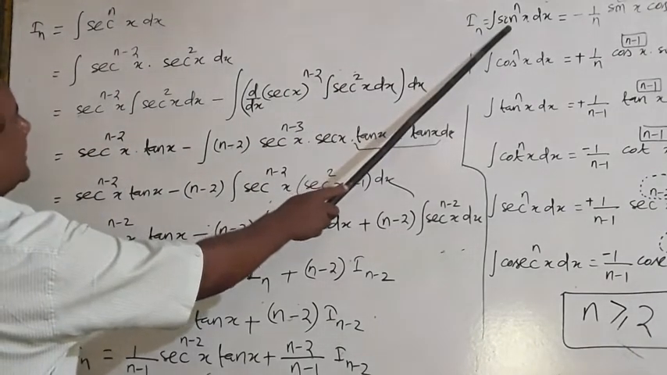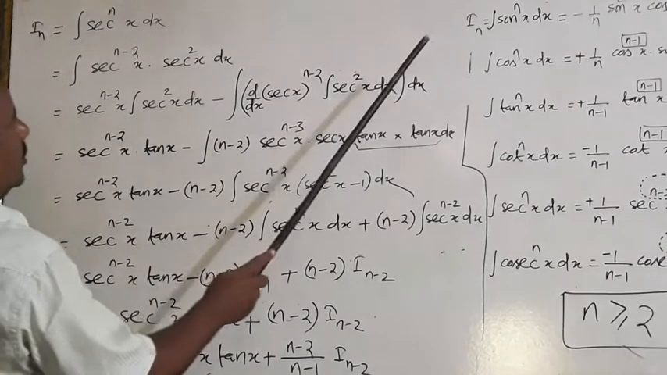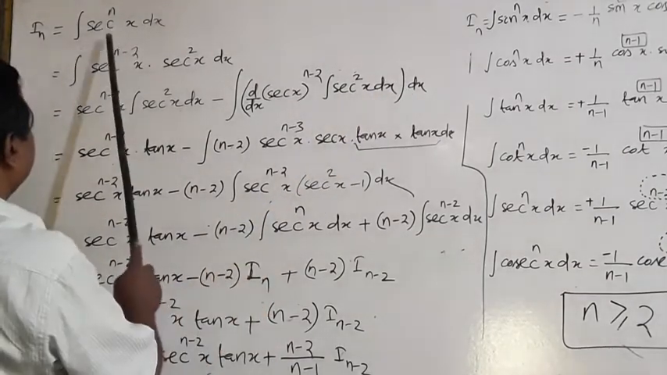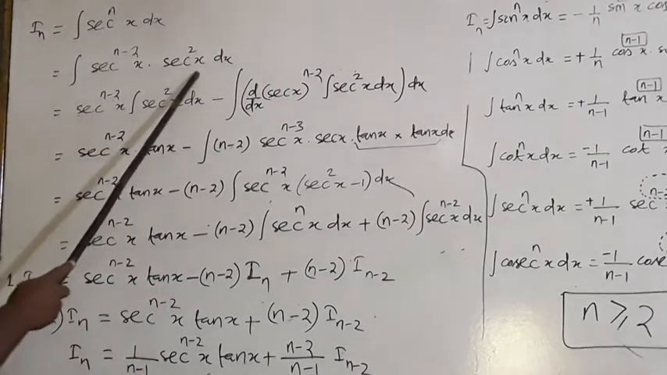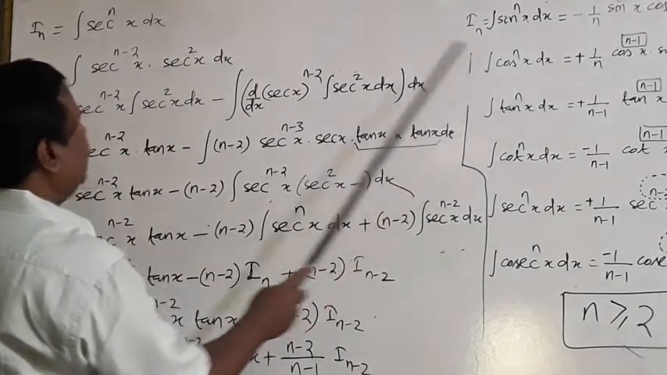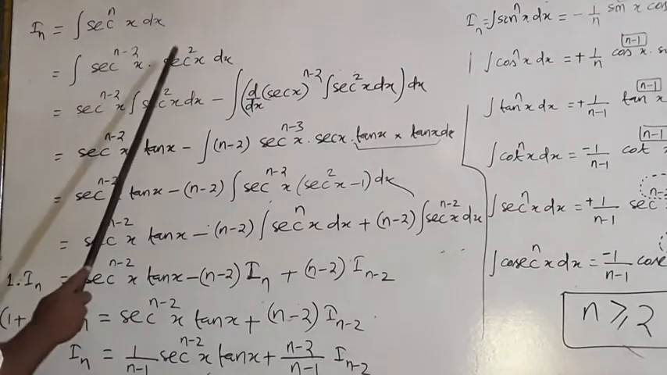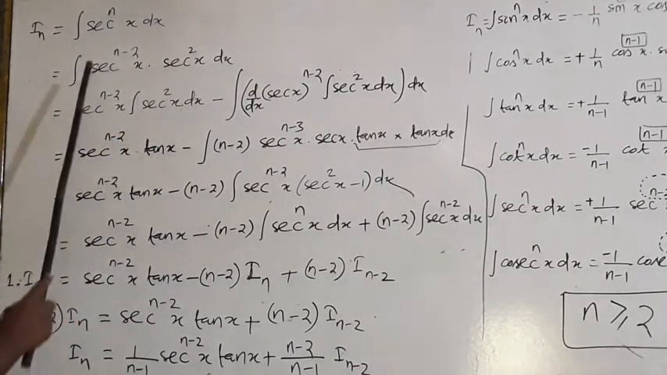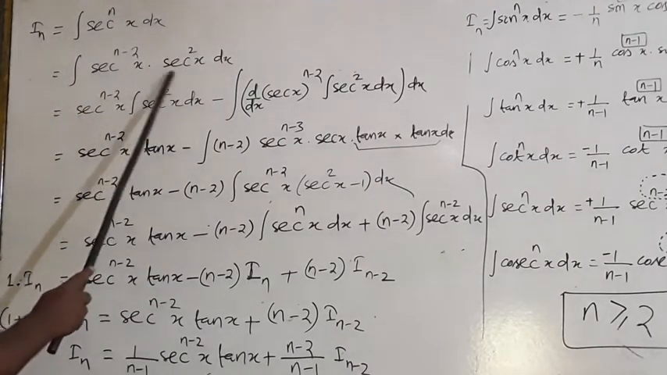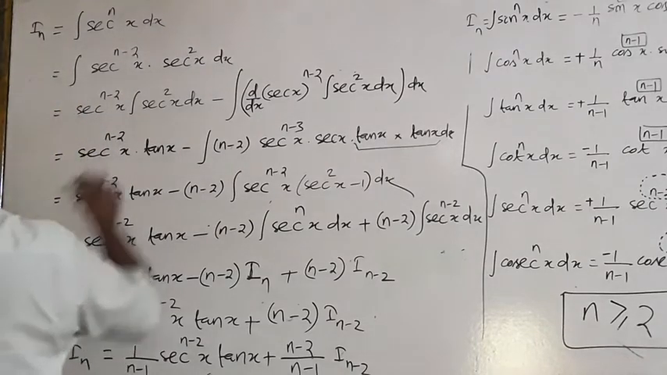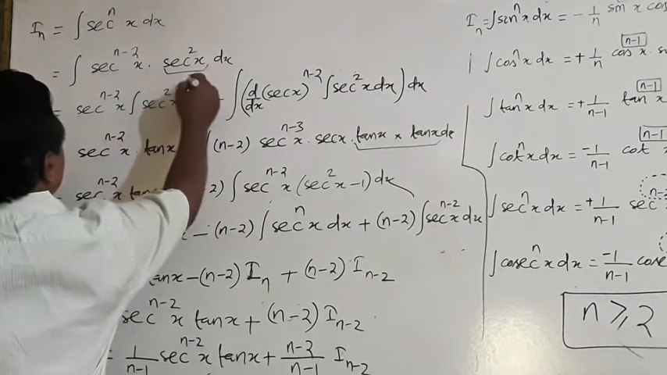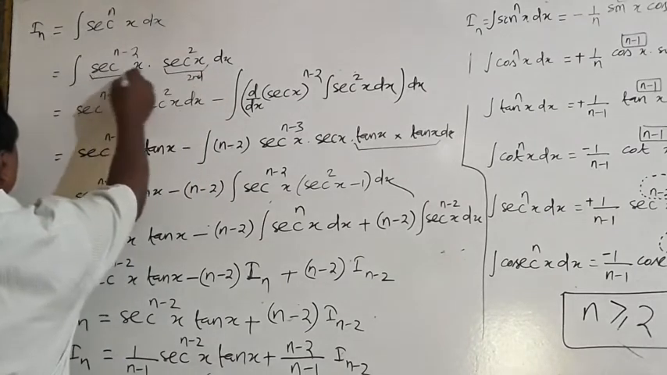Here in sin power n, you have sin power n minus 1 times sin x. Here it is sec power n minus 2 times sec square x. In tan power n, it is tan power n minus 2 times tan square. Similarly, here sec power n minus 2 sec square x. Treating this as the first function and this as your second function. This is your second and this is your first.